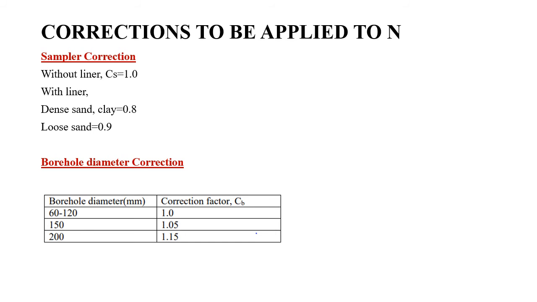Now next is borehole diameter correction. Usually your borehole diameter has to be a certain fixed size. If it is an oversized diameter, then at each depth there will be release of in situ stresses. So based on the diameter, you have to apply a correction factor. If the borehole diameter is 60 to 120 mm, you apply a correction factor of 1. If it is a 150 mm diameter borehole, then 1.05 has to be applied. If it is a 200 mm diameter borehole, then 1.15 is the correction factor to be applied to your N value.